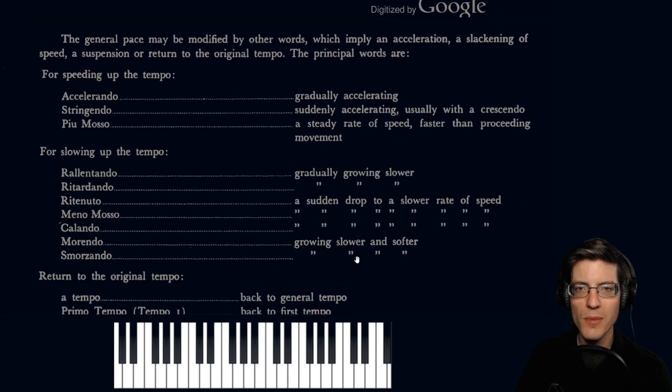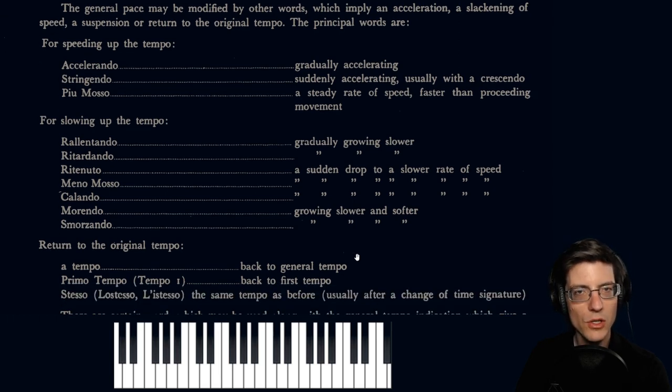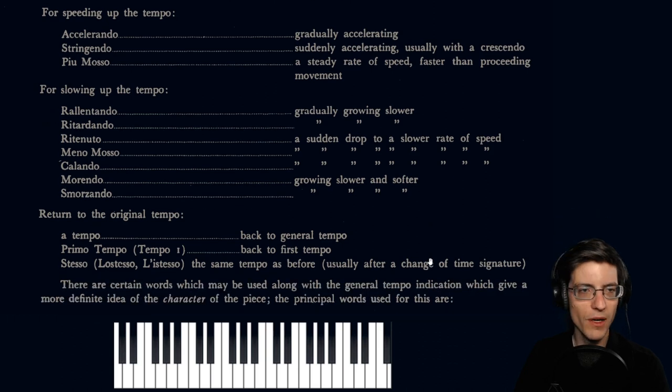The general pace may be modified by other words which imply an acceleration, a slackening of speed, a suspension, or return to the original tempo. The principal words are, for speeding up the tempo, accelerando, gradually accelerating, stringendo, suddenly accelerating, usually with a crescendo, and piumoso, a steady rate of speed faster than preceding movement.